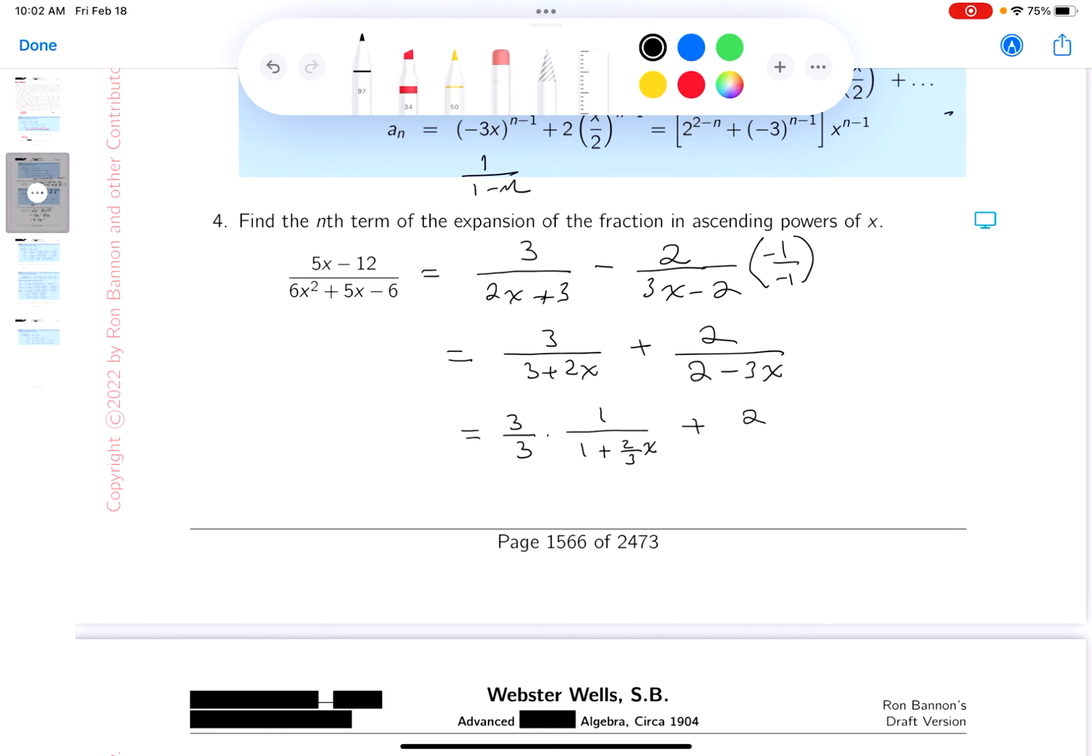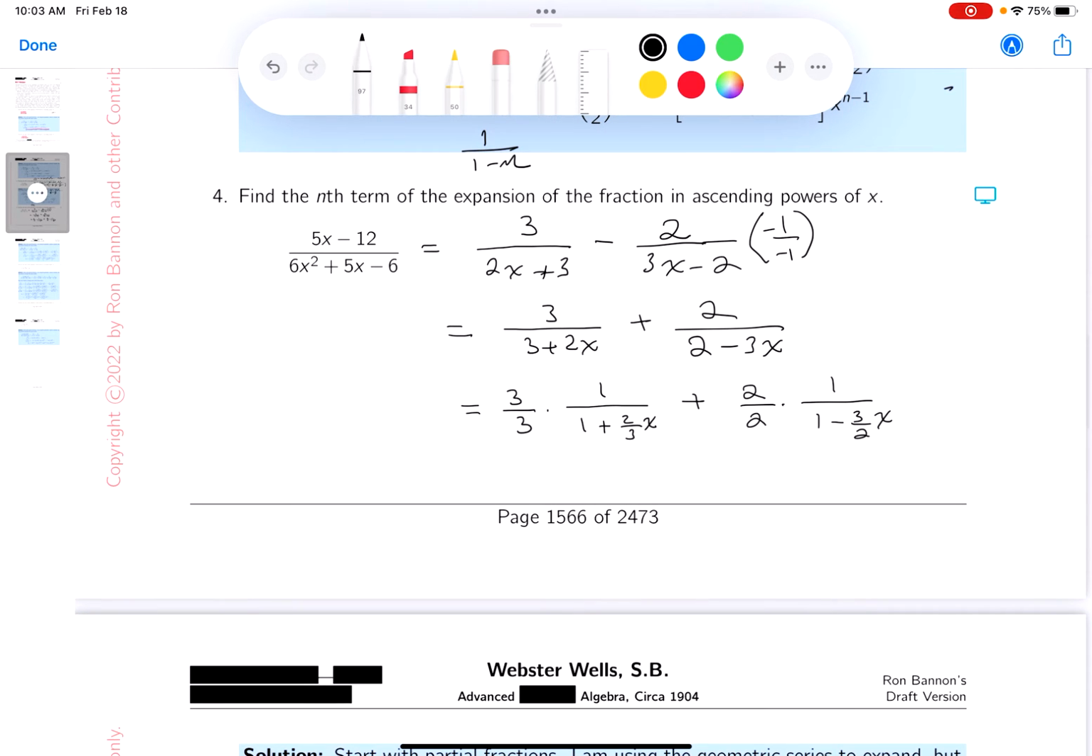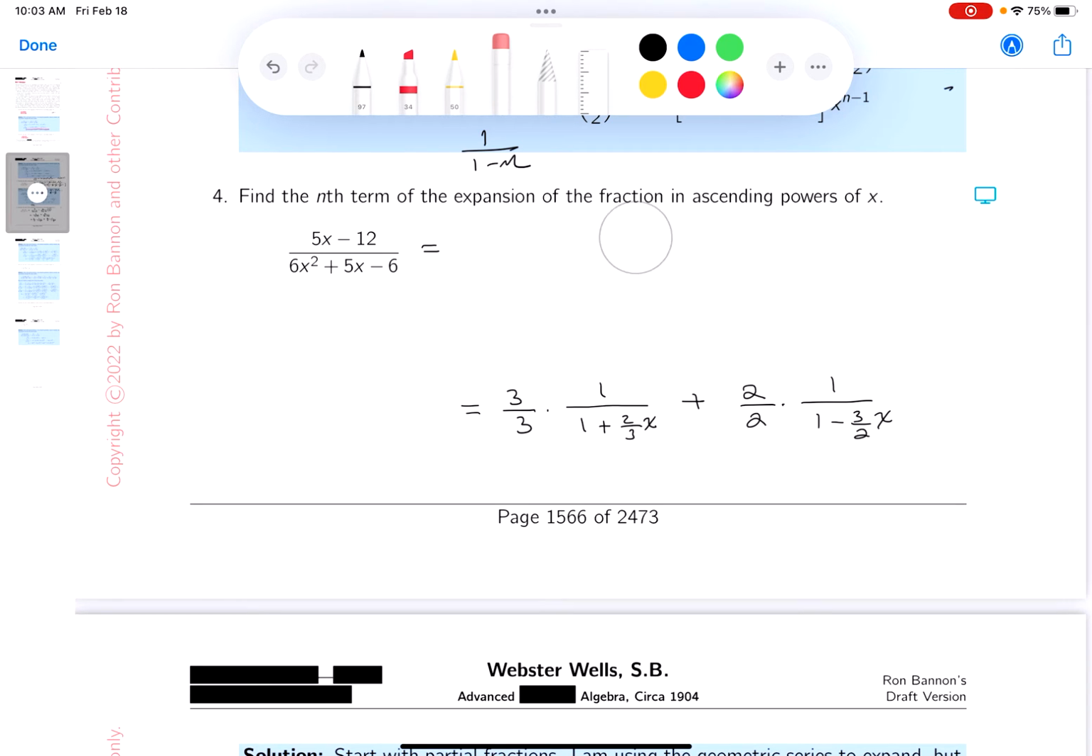Plus 2. What do I do in the bottom? Factor a 2 out because I want it to look a certain way. What's that going to be? 1 minus 3 over 2x. All right? I'm going to further simplify this. And again, I'm erasing my backtracks. I don't need these anymore. And I want to move forward.